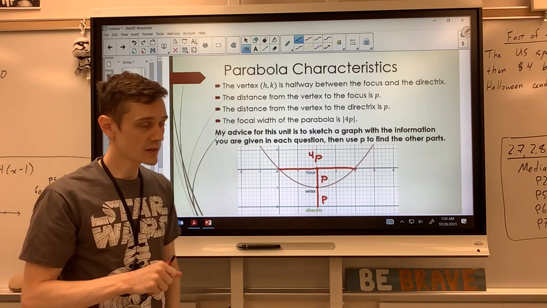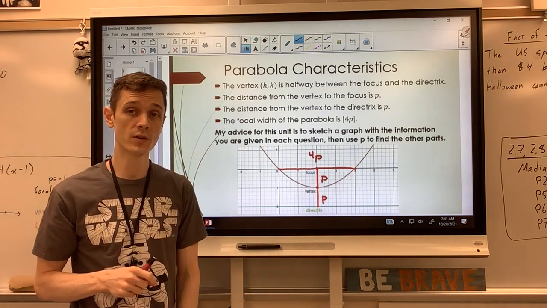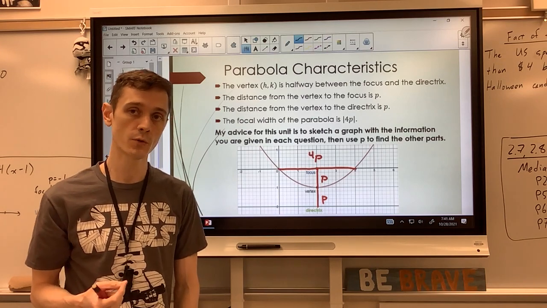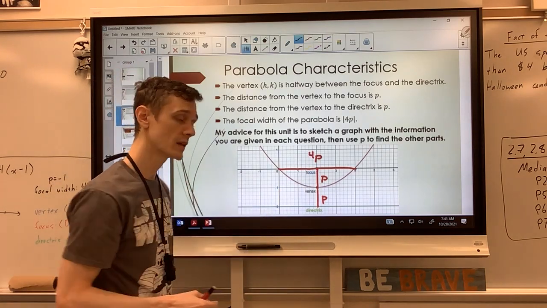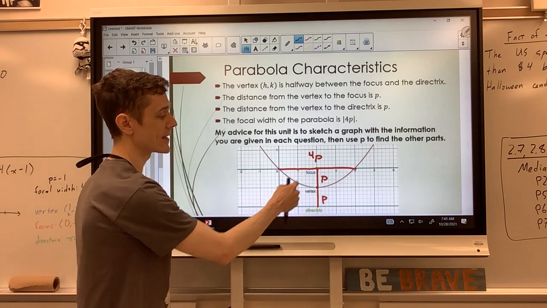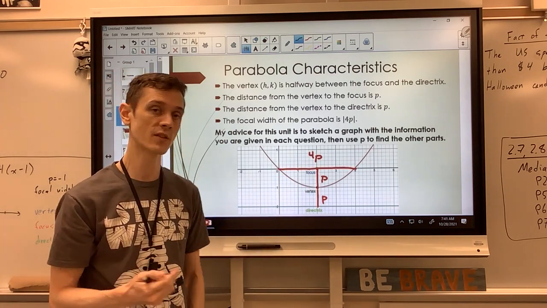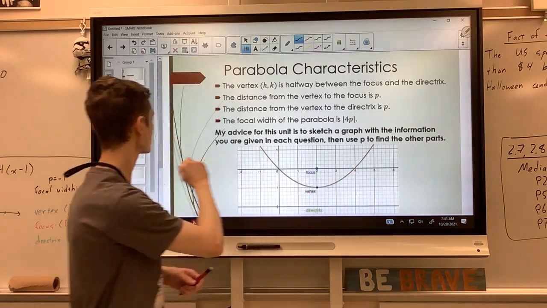My advice for this unit is to sketch the graph of the two components that they give you in the question. Use the placement of those two components to find the third one, and then measure the distances to find what p is. And the vertex, that's your h and your k value. So once you plot that point, that'll be the h and the k value for the standard form.